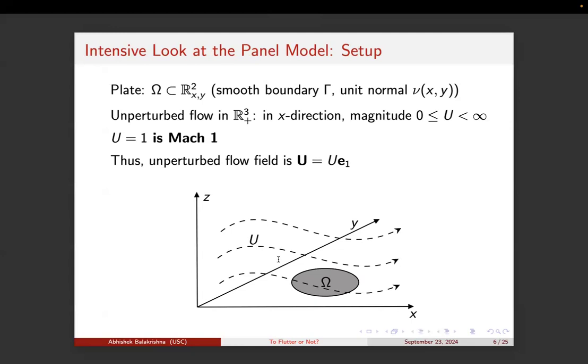So the model that we'll be looking at is described here. We have the 3D half space, and in the XY plane, we have this region omega, which is the elastic part. And it's clamped on the boundaries. And then above this, we have fluid flow. The fluid is flowing horizontally with the velocity of U on top of it. And U is normalized in a way that U equal to 1 represents Mach 1, which is the speed of sound.